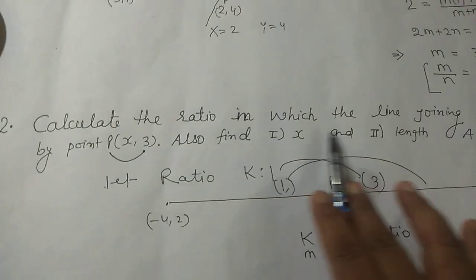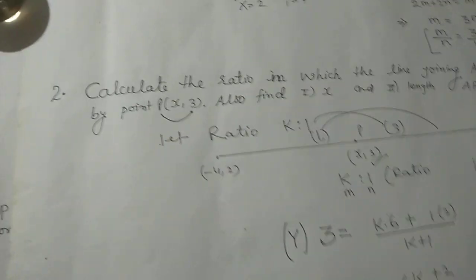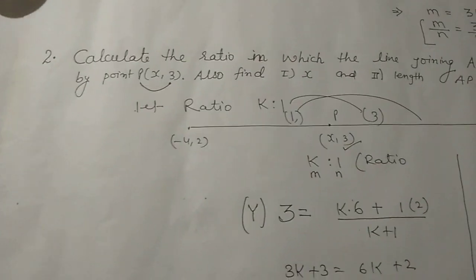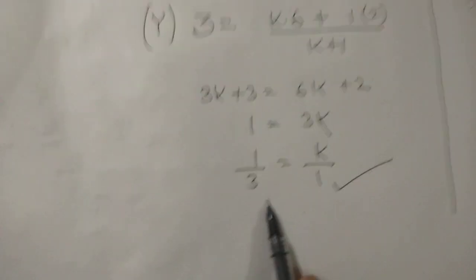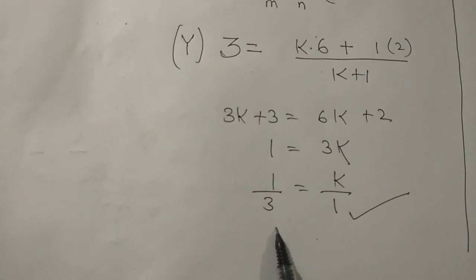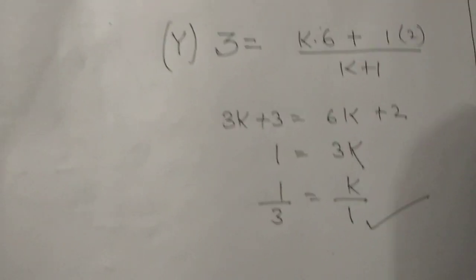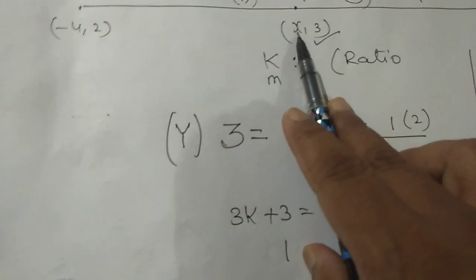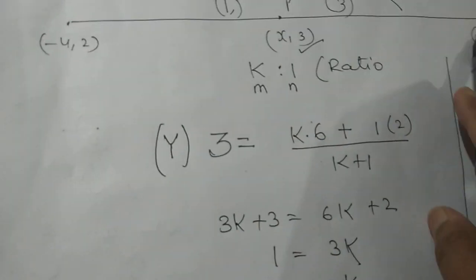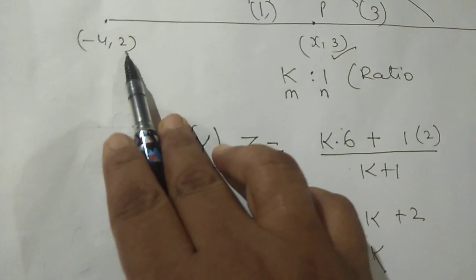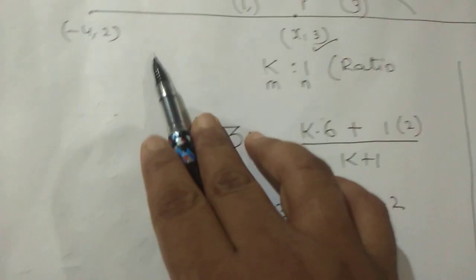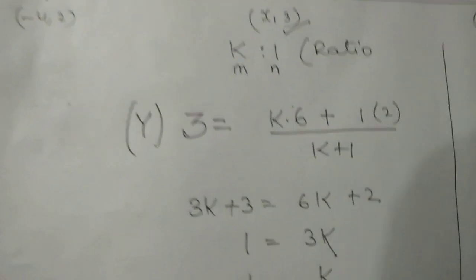I am revising this one. Calculate the ratio in which the line is divided. So the ratio is k:1. Why? Because this is a variable. So now the value of the ratio k:1 is 1 by 3. Now find the value of x. X is equal to what? 1 into 3 plus 3 into minus 4, upon 4, is equal to minus 9 by 4.